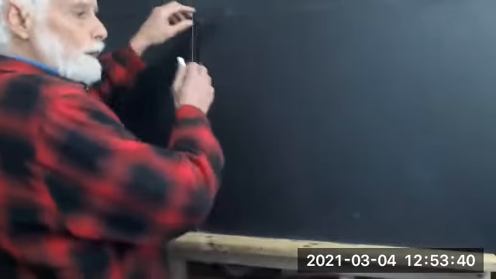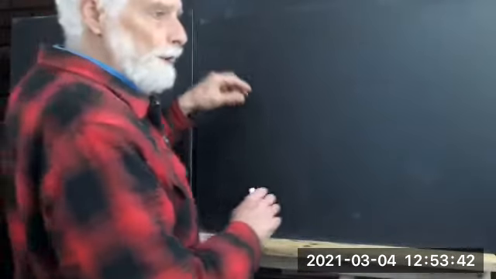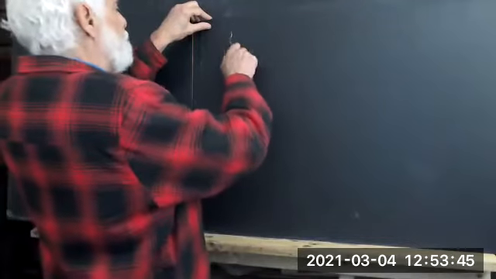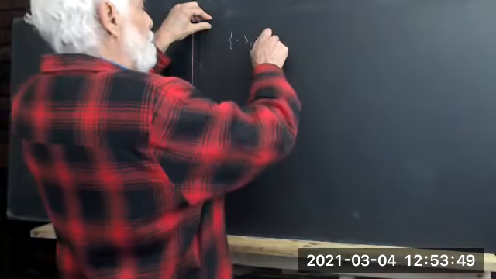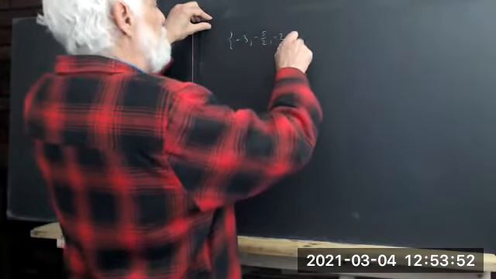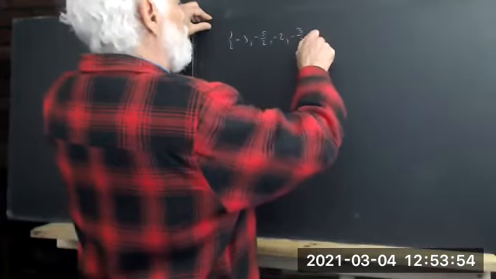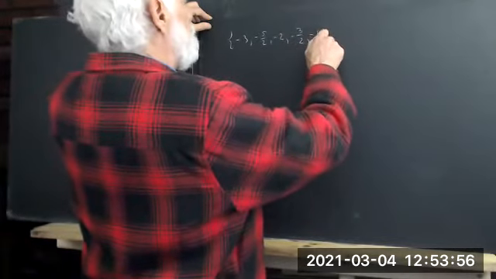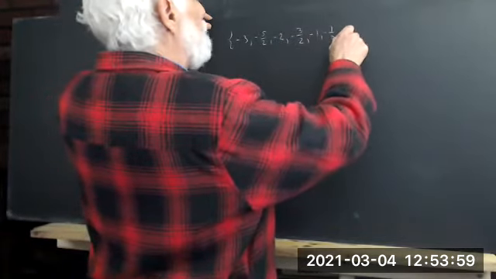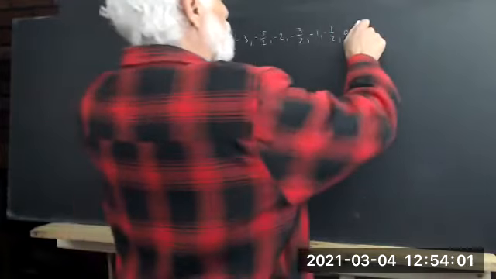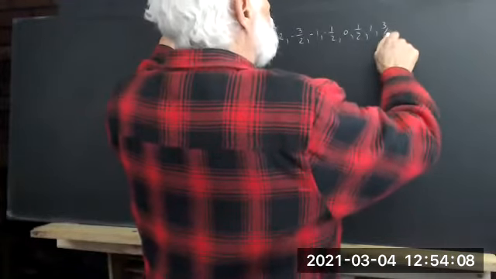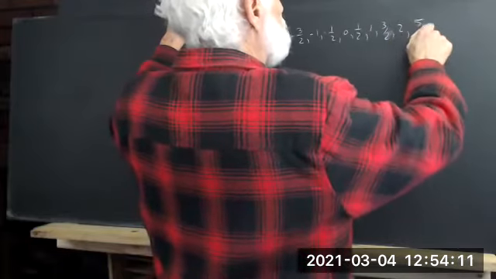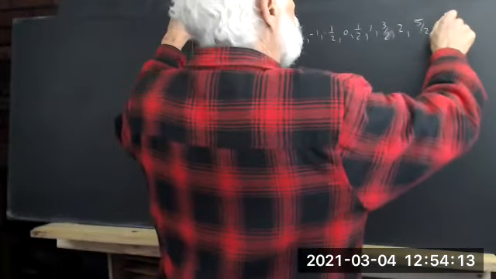Okay. So in this case, the function gives you -3, -5/2, -2, -3/2, -1, -1/2, 0, 1/2, 1, 3/2, 2. I was thinking ahead to 5/2 there. 5/2, 3.